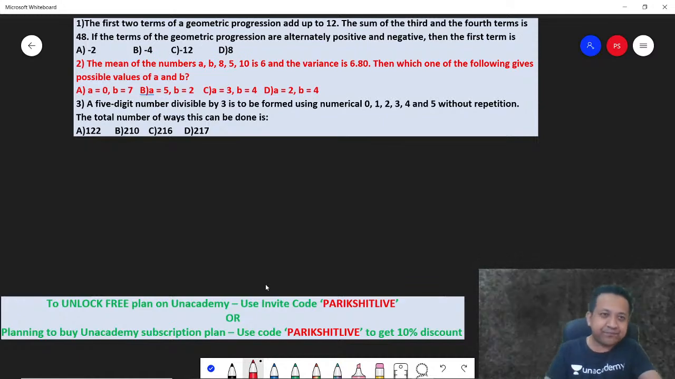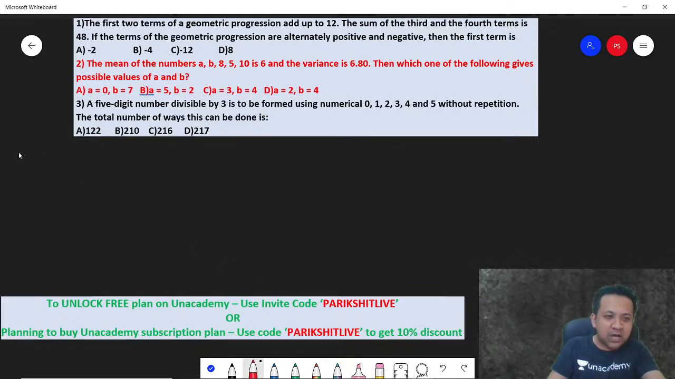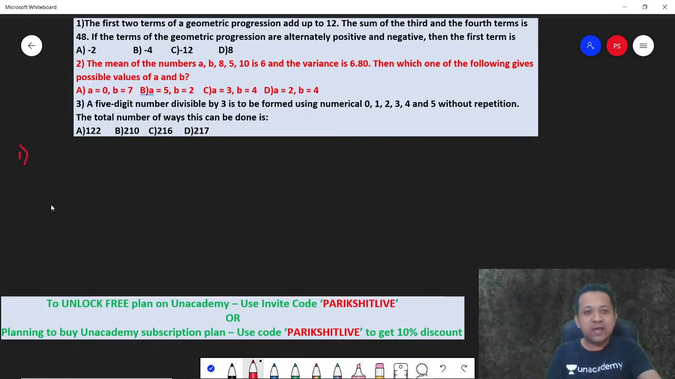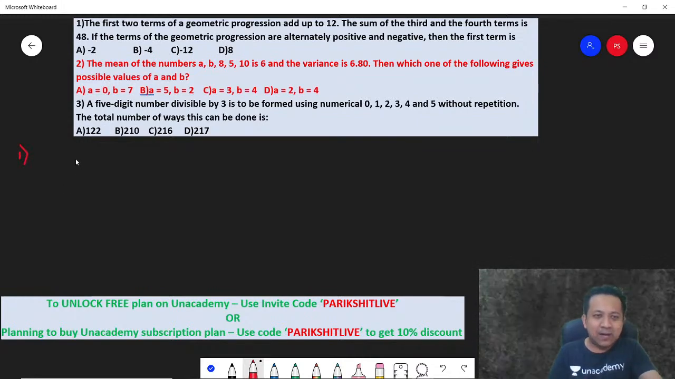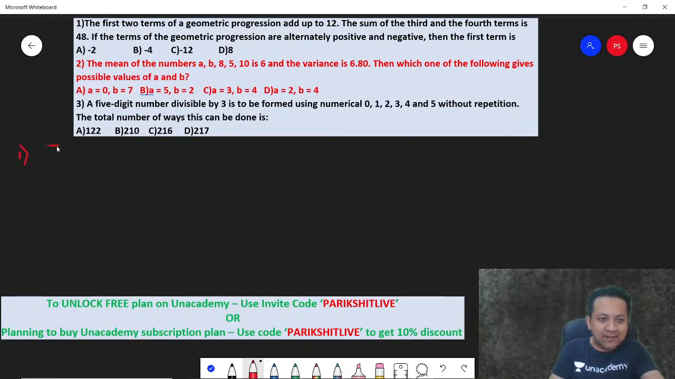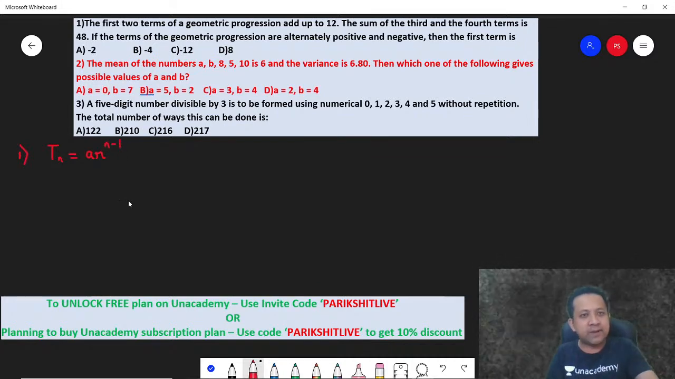Let's get started. The first two terms of a GP add up to 12. The sum of the third and the fourth terms is 48. If the terms of the GP are alternately positive and negative, then the first term is? So this is a question from geometric progression, right? How do you write the nth term of a GP? The nth term of a GP is given by AR to the power n minus 1. Correct?